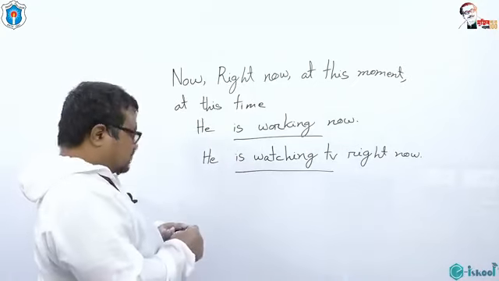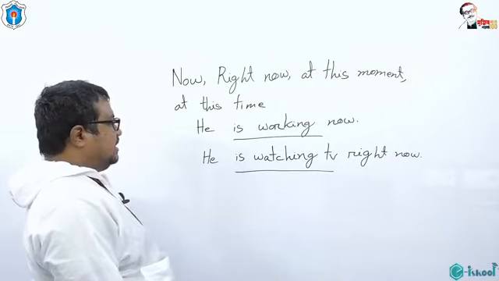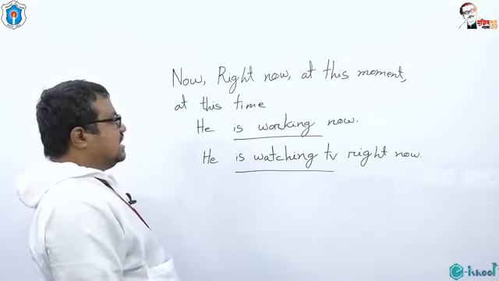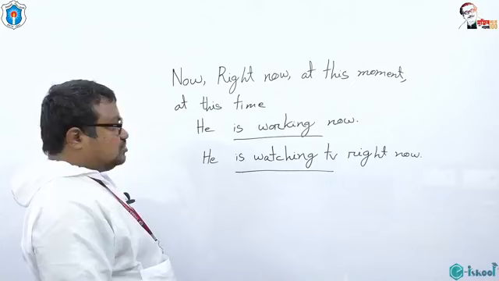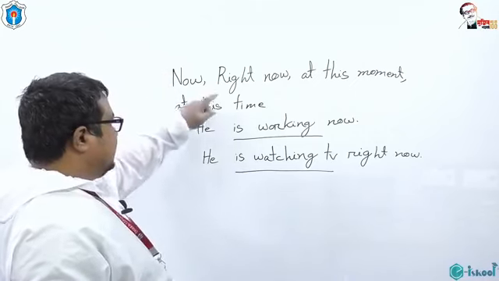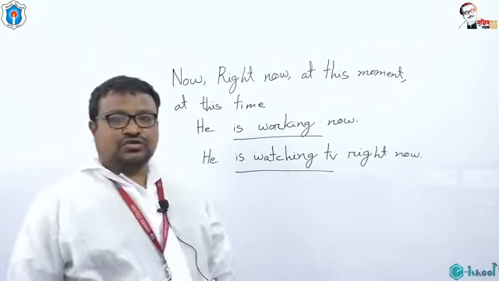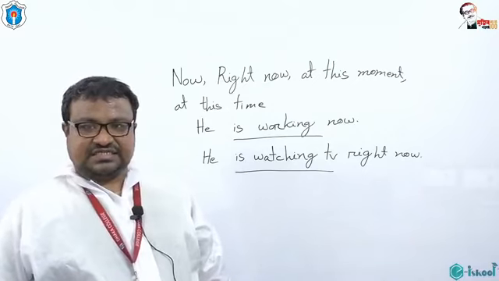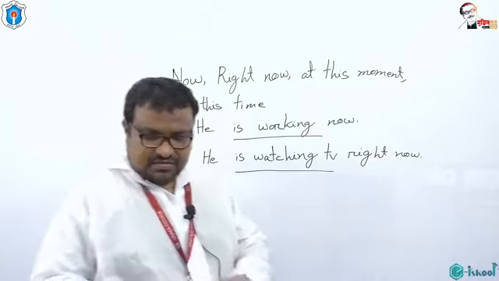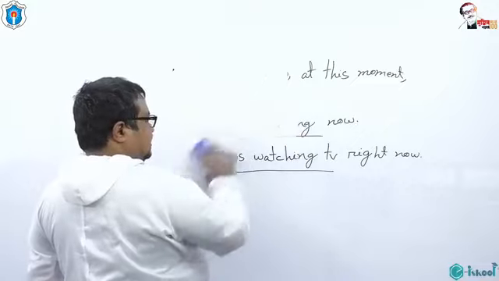If we use such phrases like now, right now, at this moment, at this time, then it will be like: he is working now, he is watching TV right now. These are present continuous tense. So if we use such words like now, right now, at this moment, at this time, then we will use present continuous tense, not any other tense. In the next structure, let us see.